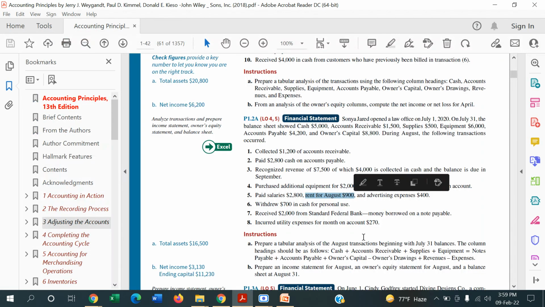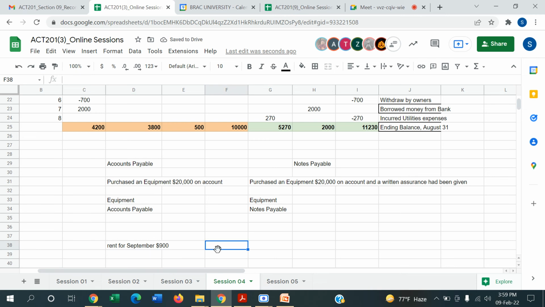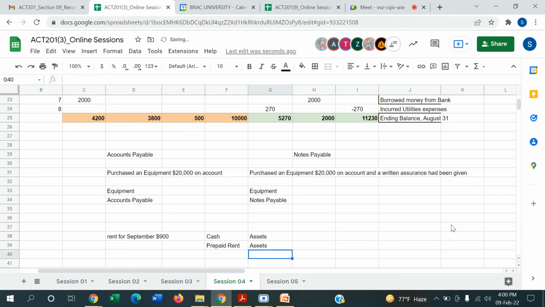Say rent paid for September. So instead of August, if they mention rent paid for September, what to do? We are in August. Rent debit, so rent due credit. Oh, sure. September. One is cash you paid. So we put it in advance, right? It should be recorded as advance or prepaid. We'll discuss it. Prepaid rent. Cash is an asset. Prepaid rent or rent paid in advance should be an asset. Exactly, it's an asset as well.